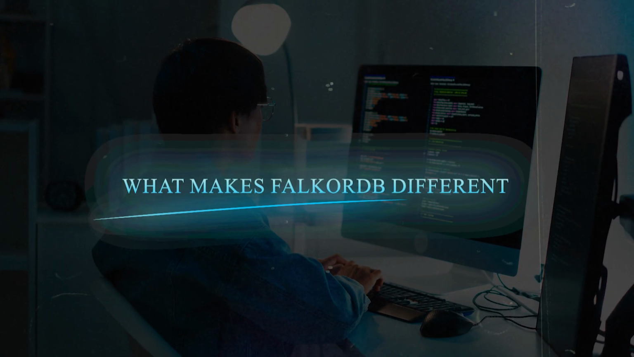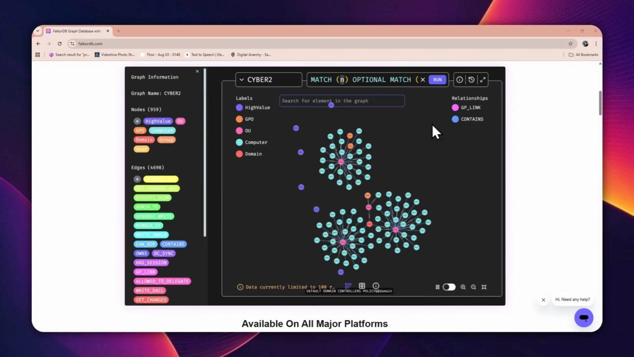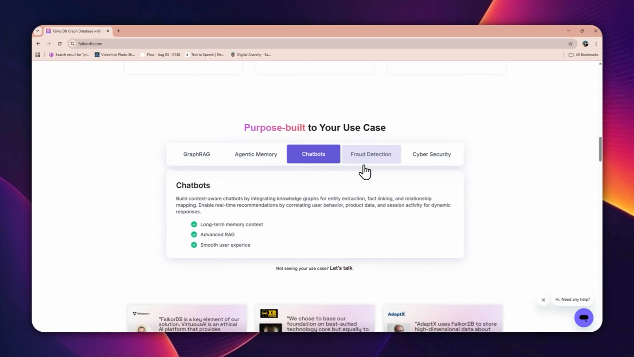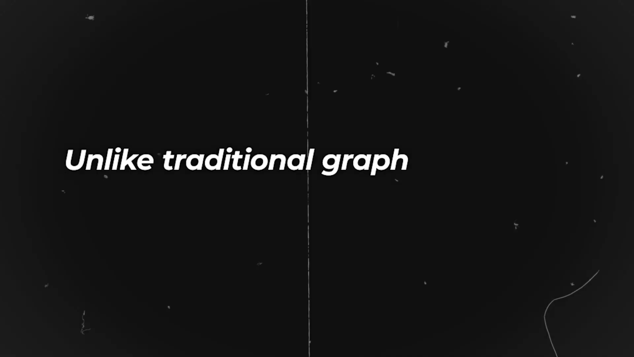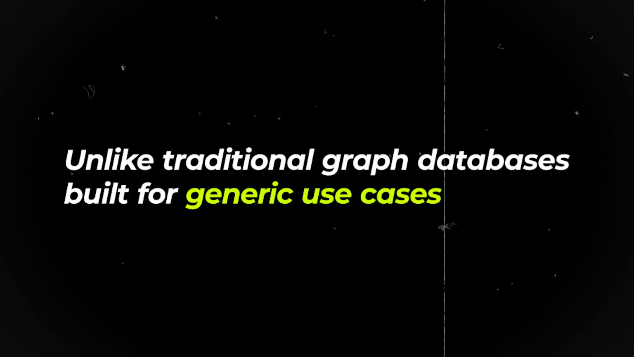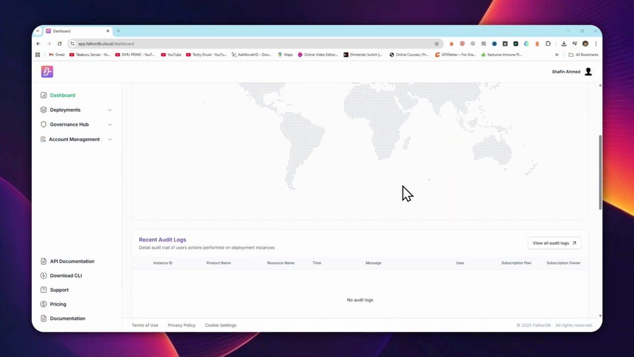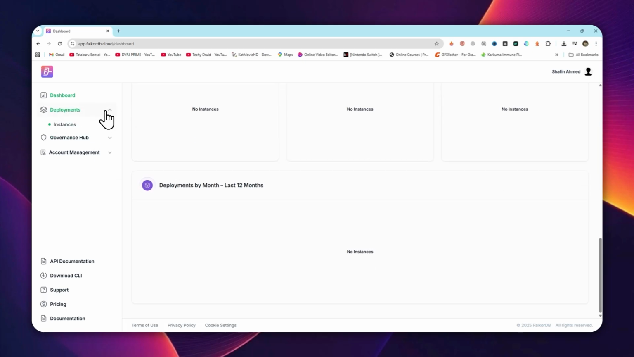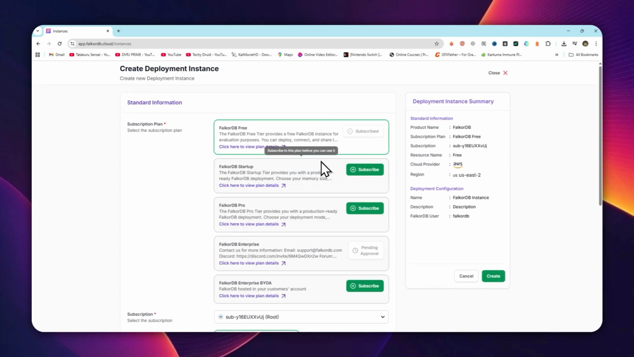What makes FalkorDB different? FalkorDB is an ultra-fast multi-tenant graph database designed from the ground up for generative AI, GraphRAG, and agentic workflows. Unlike traditional graph databases built for generic use cases, FalkorDB is optimized specifically for building intelligent systems that understand relationships, store long-term memory, and retrieve complex structured knowledge with high accuracy.